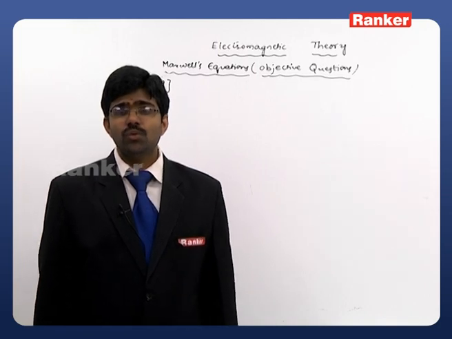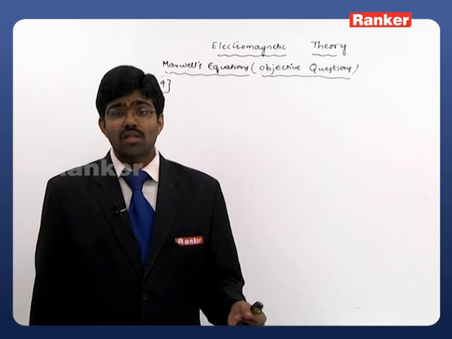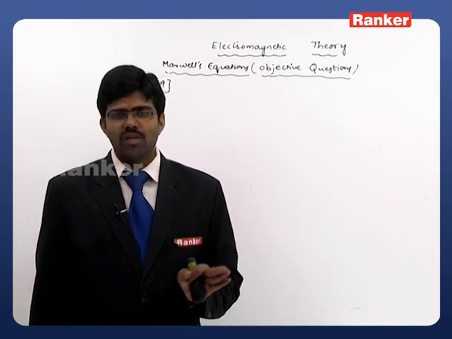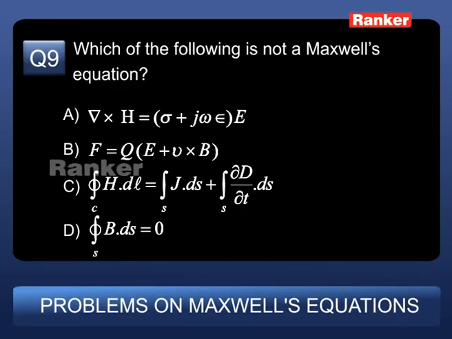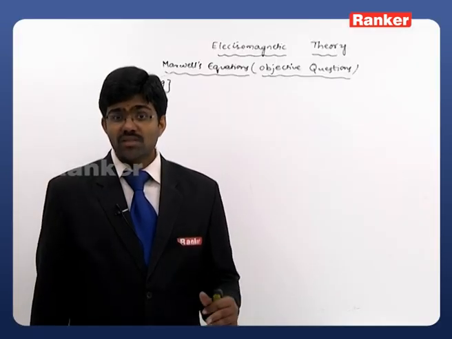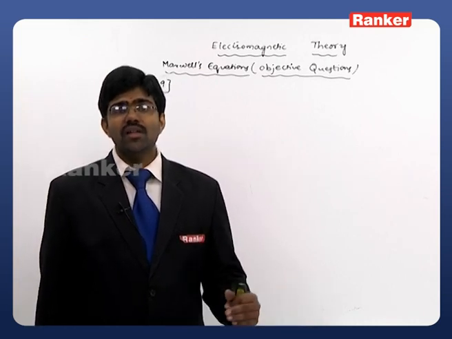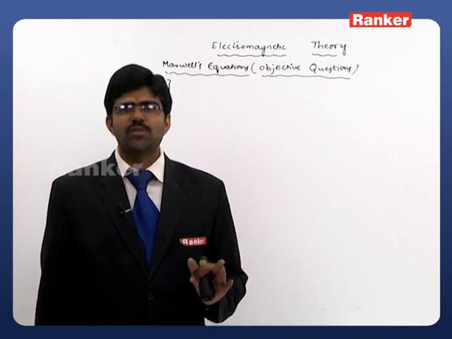F is equal to Q times E plus U cross B. So this is related to force, that may not be a Maxwell's equation. Keep it aside. Go to option C. In option C, what we have is the closed contour integral of H dot dL is equal to the surface integral of J dot dS plus the surface integral of dou D by dou t. So option A and option C are the same, but one is written in phasor form and the other in integral form. So this is also a Maxwell's equation.